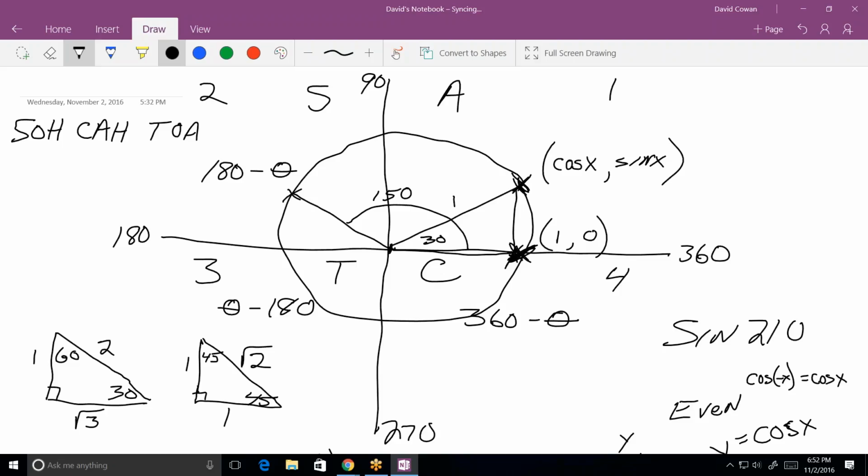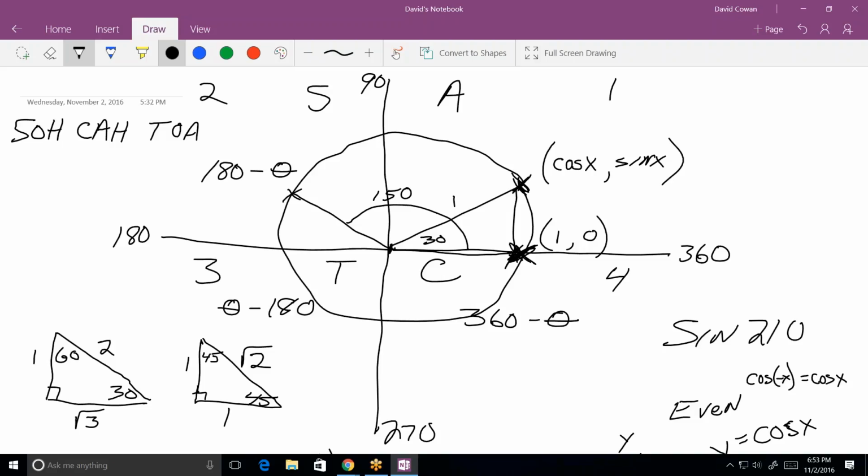The coordinates of the point where the unit circle intersects the x-axis have to be 1, comma, 0. We're on the x-axis, so the y-coordinate is definitely 0. The x-coordinate is 1, because that's the radius of the circle. And we know the x-coordinate is cosine x, and the y-coordinate is sine x.